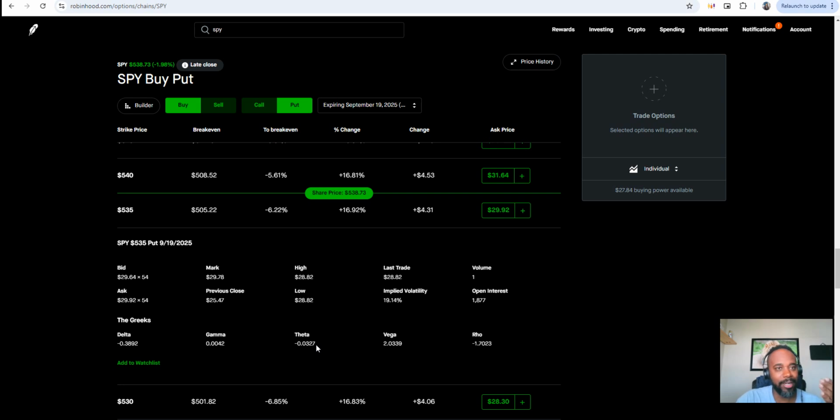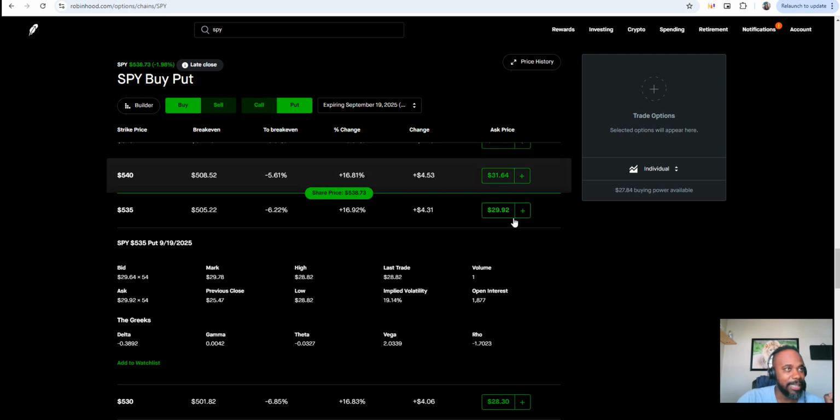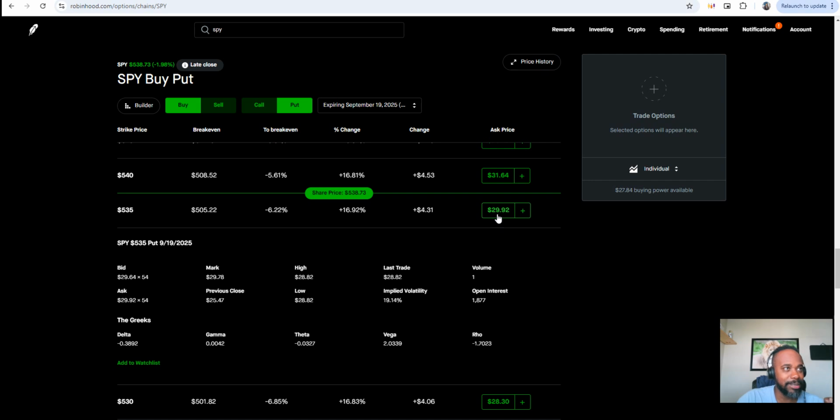So when you go further out, you give yourself a lot more time for a play to develop. But look at the price here. The price is much more expensive, but look at that theta. This theta is essentially saying for every day you hold this particular option contract, you're only going to lose this 0.03, which is essentially $3 a day.